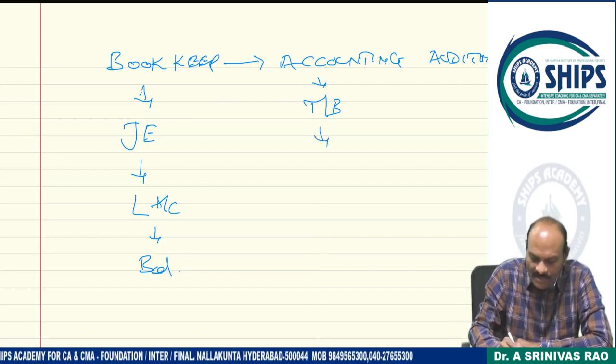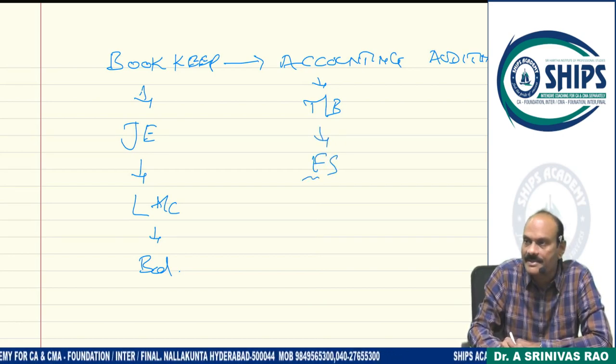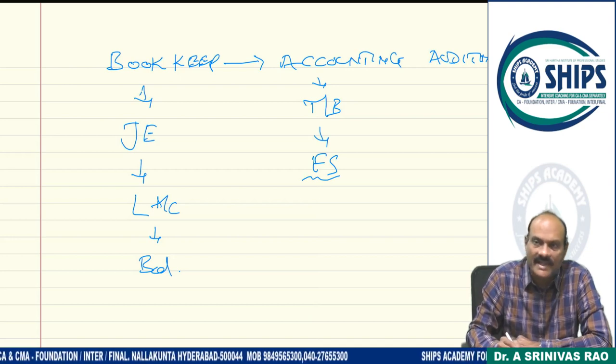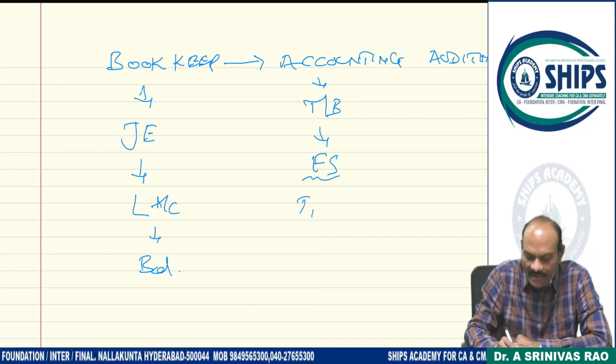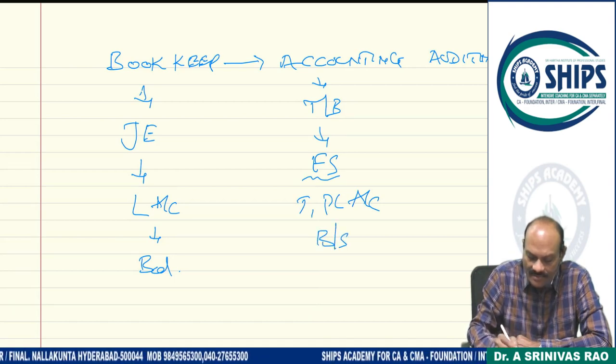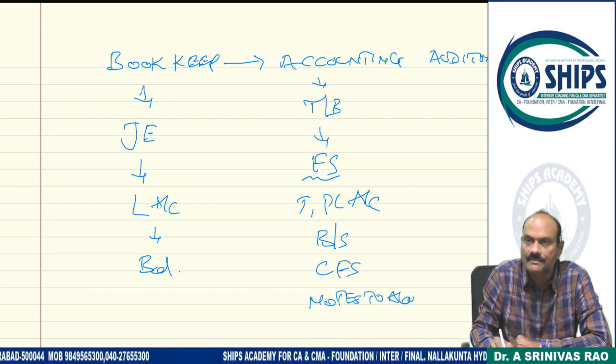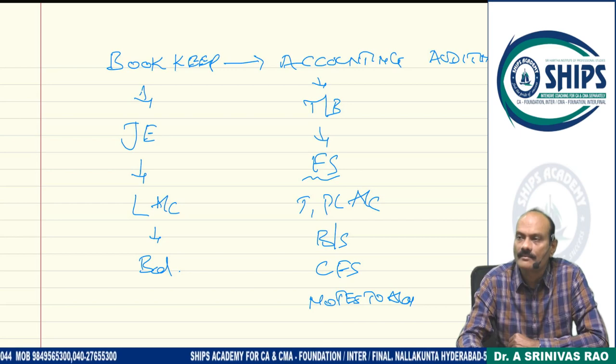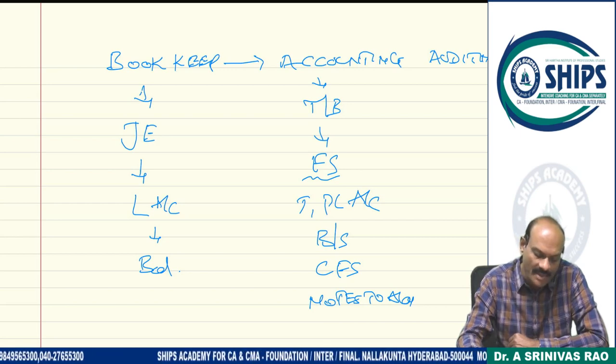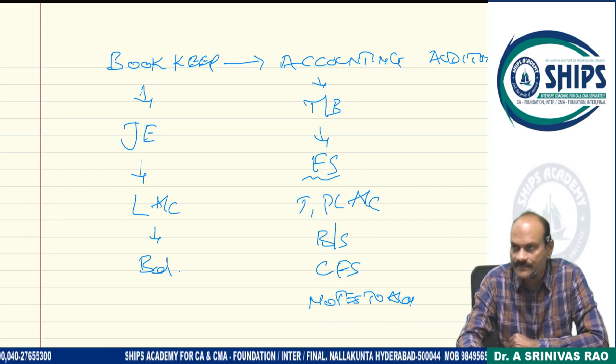After the trial balance, we prepare the financial statements. In the financial statements, what do we prepare? Trading and profit and loss account, then balance sheet, then cash flow statements, then notes to accounts. So, where bookkeeping ends, there accounting starts.